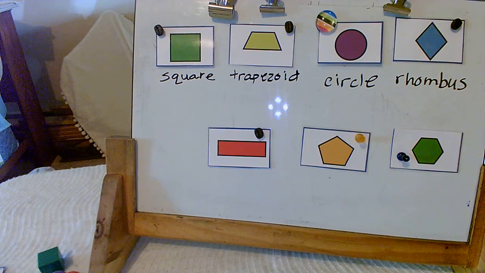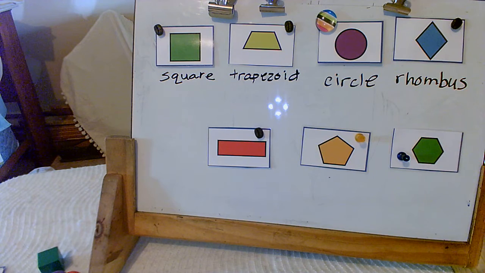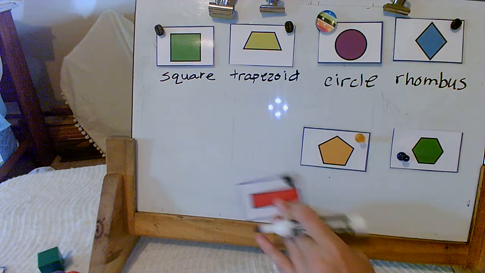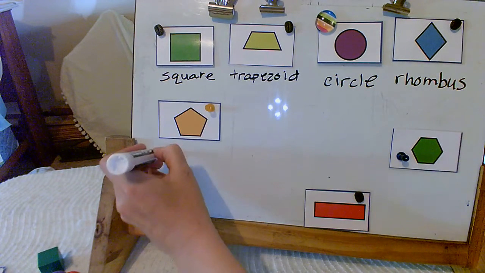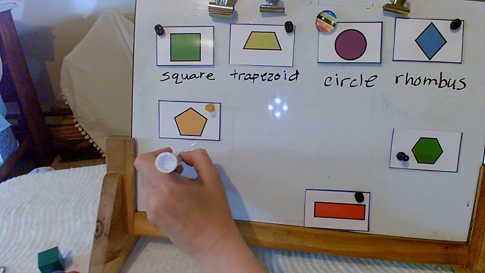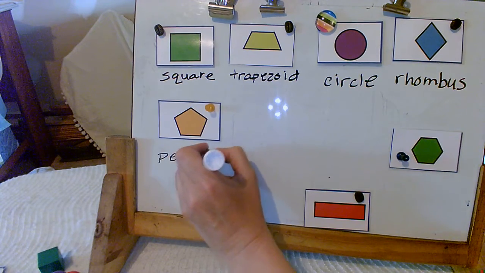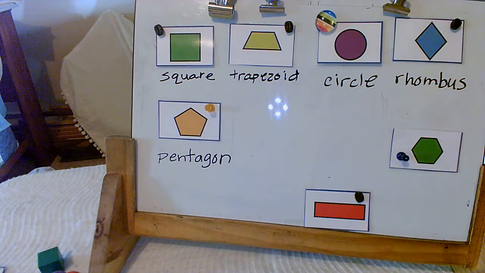Which shape down here is our pentagon? Pentagon. A pentagon is a shape with 5 sides. Can you find the one that has 5 sides? Here is our pentagon. There's a famous building in Washington, D.C. that's named the Pentagon, and it is shaped just like this. It's a 5-sided building.